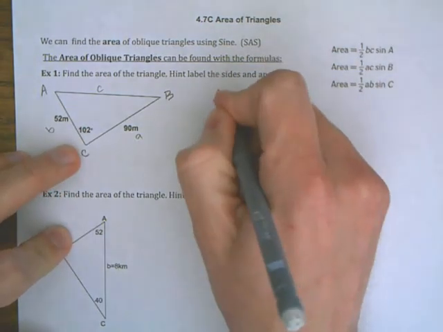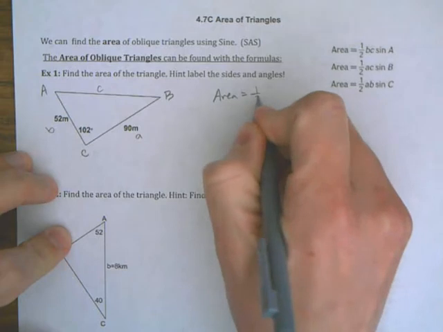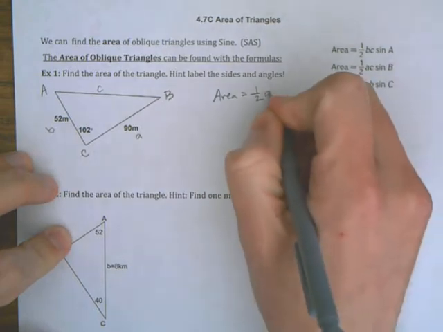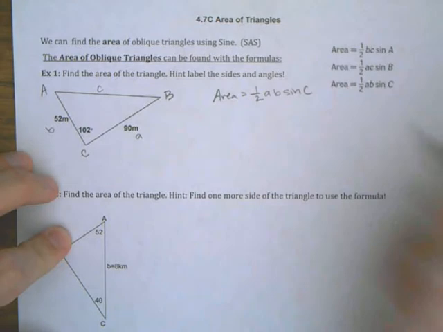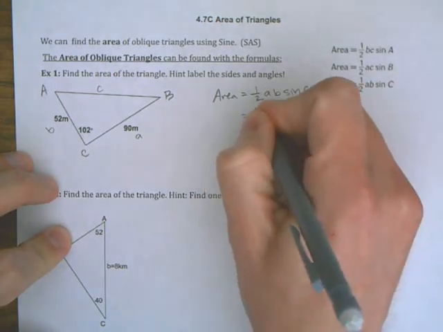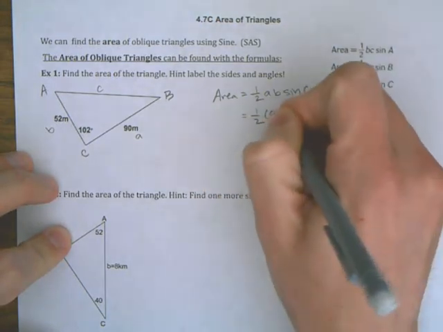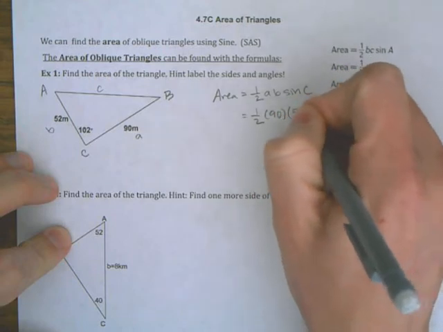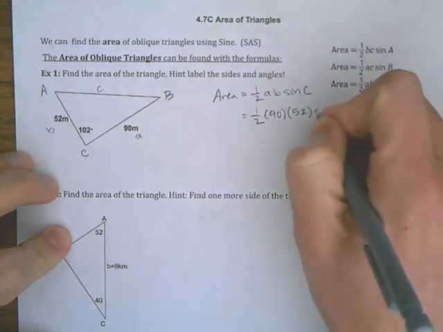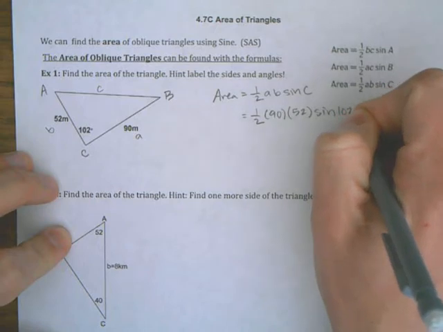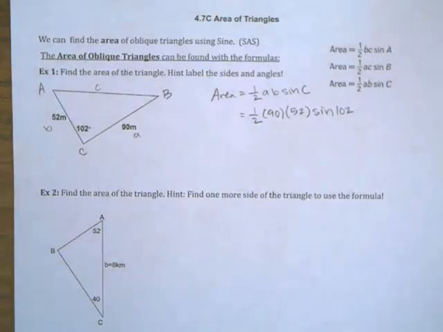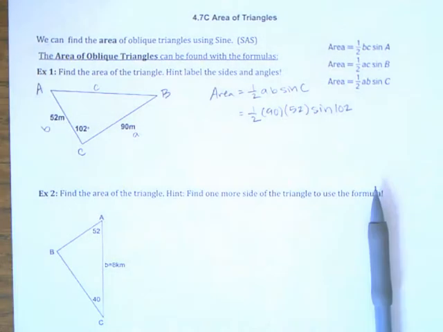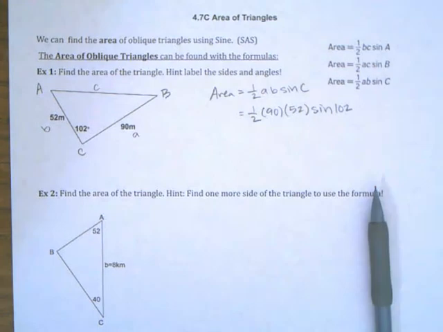Area equals 1/2 A B sine of angle C, and this is the formula you're going to get on your test. So I'm just going to plug this in. 1/2, A is 90, B is 52, sine of angle C, which is 102. I forgot to grab my calculator, so while you plug it in your calculator, I'll be right back. Alright, here we go.